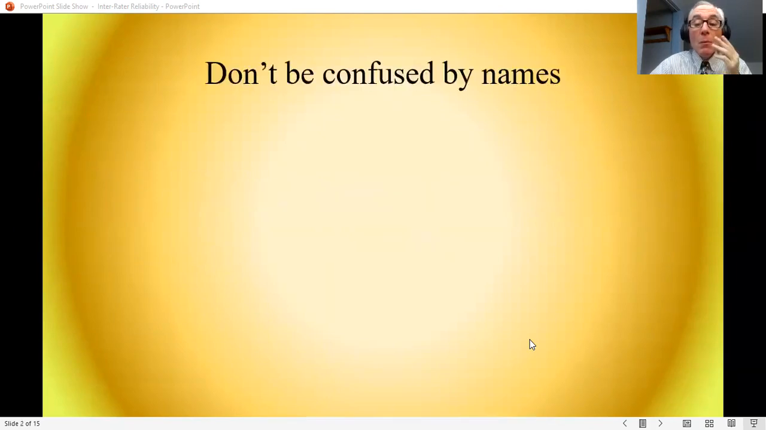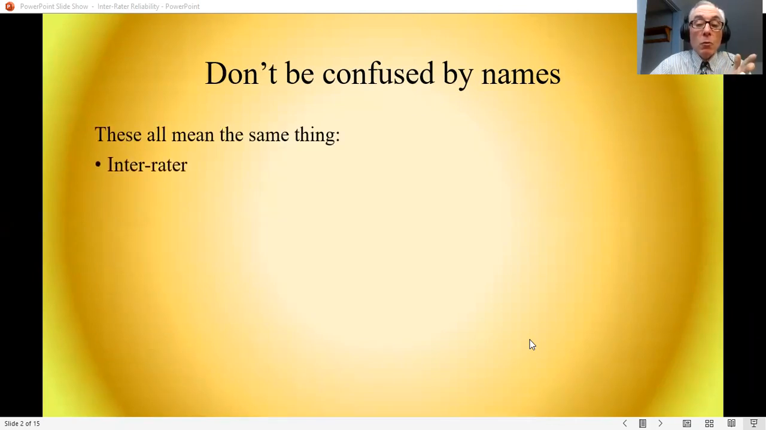So, first off, this is one of the ones that has multiple names. So don't be confused. They all mean essentially the same thing. Inter-rater reliability is the most commonly used term, the one I will use most frequently. But inter-judge is used almost as frequently because, you know, a judge is a rater. A rater is a judge. For our present purposes, essentially synonymous terms. And I'm going to go back and forth between them.